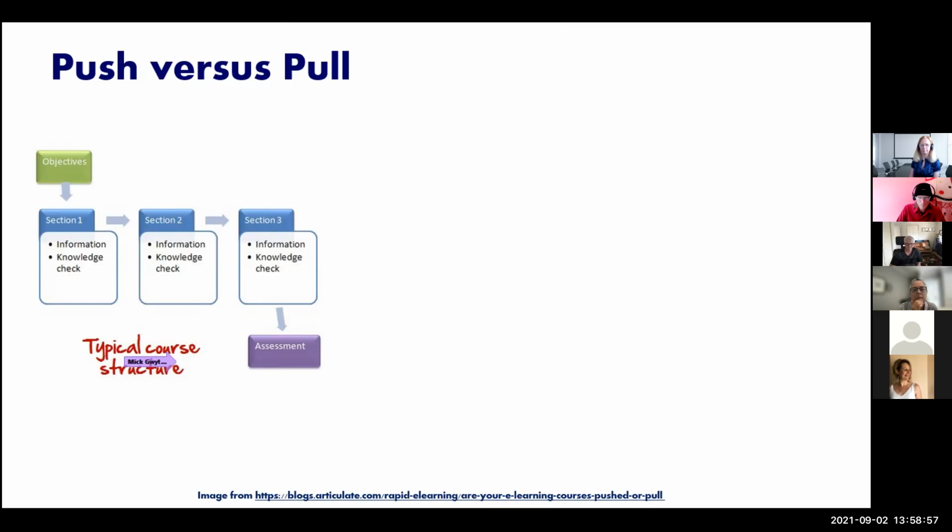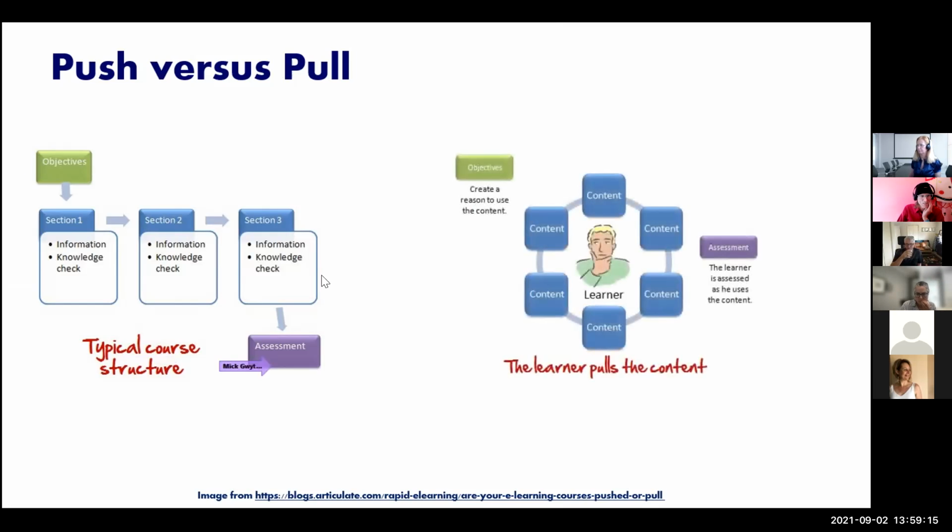It's really saying the typical structure of a course is that we have some objectives, we have some sections with maybe some information and knowledge check, and we continue all that way, but we assess at the end. But if you just click the slide again, Alison, thank you, it's hidden there.